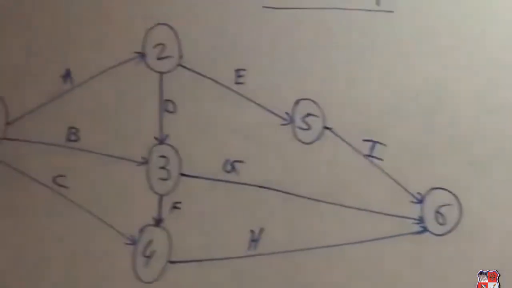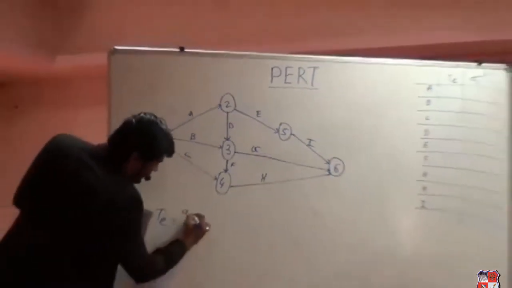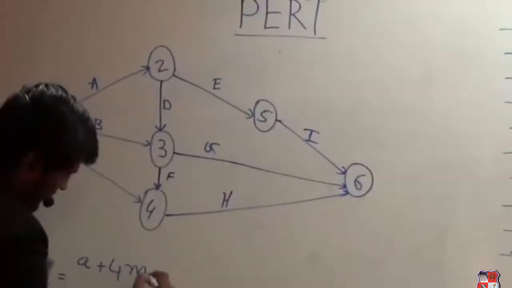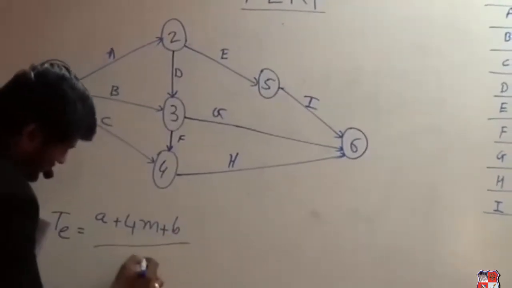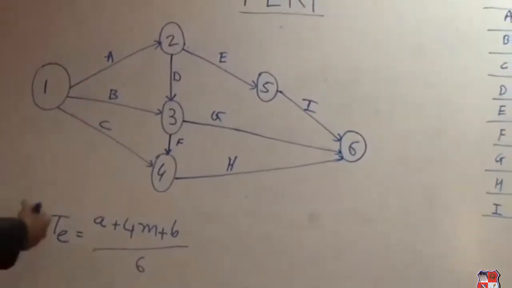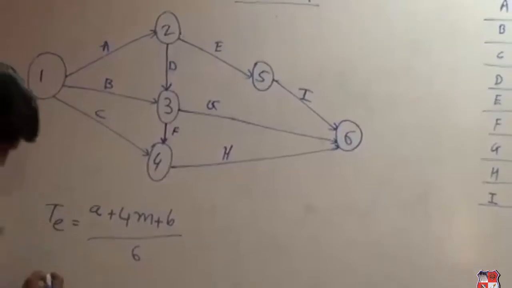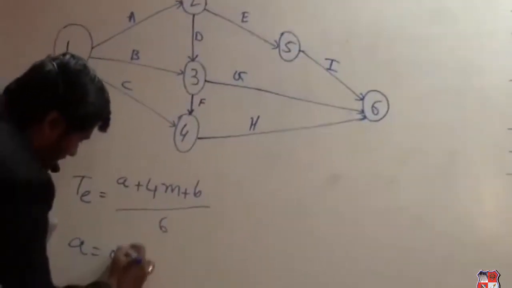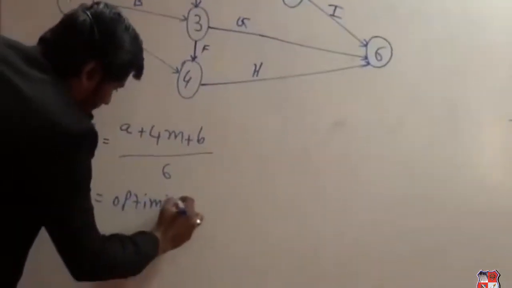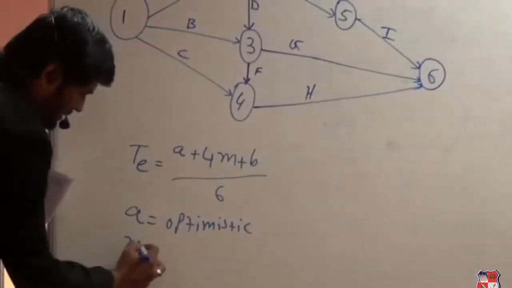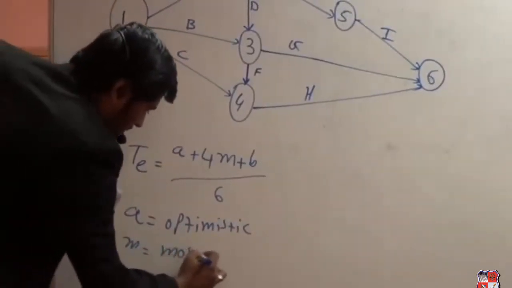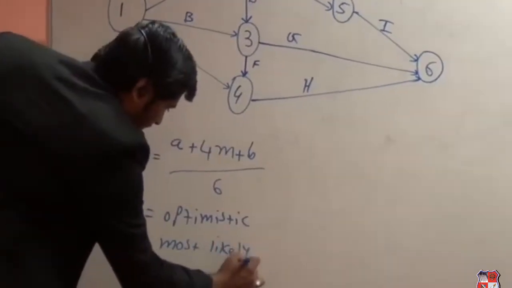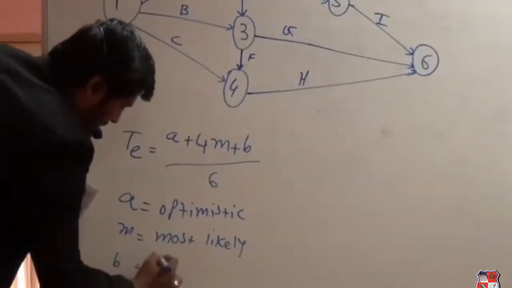Now how to find out the 2 columns mentioned over there? The first one is about estimated time. The formula for estimated time is (A plus 4 times M plus B) upon 6. In this particular equation, A is the optimistic time, M is most likely, while B is pessimistic time.